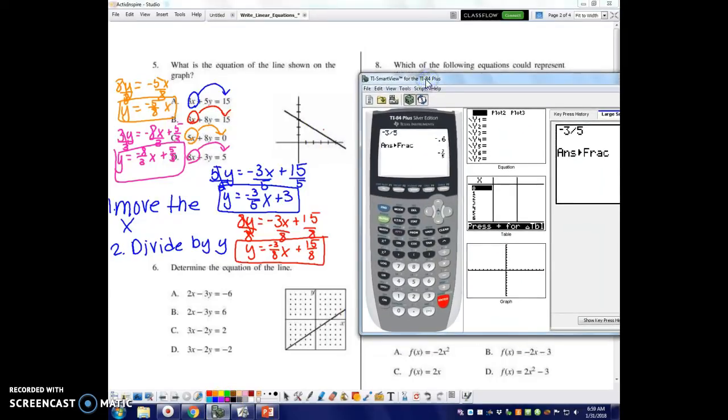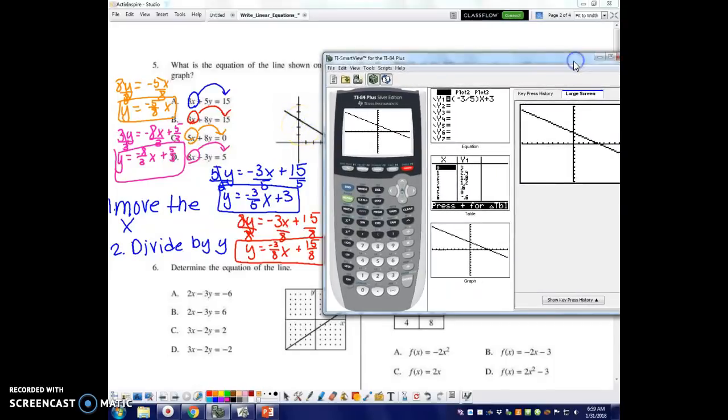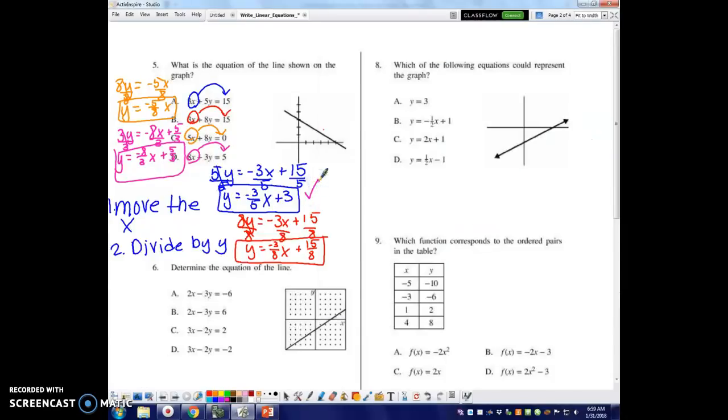Okay, so let's type in letter choice A. That's this one. -3 over 5x plus 3. Remember to use parentheses. Okay, so this is crossing here at, well, let's move it over. It's easier to see. So this one should be crossing at 5 and 3. It is 5 because the y is 0. So this one looks good. Let's try the next one.